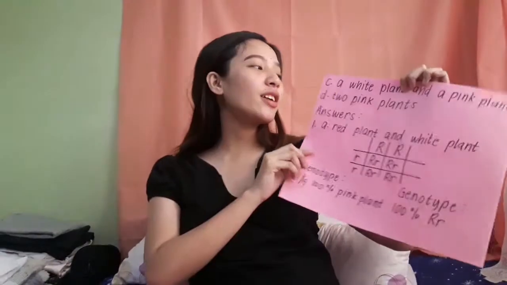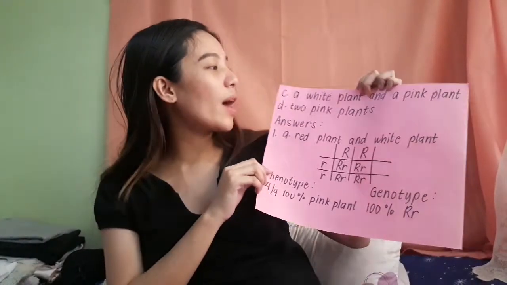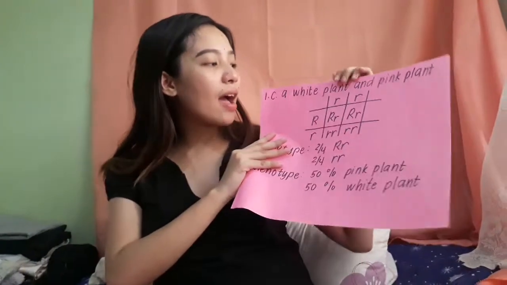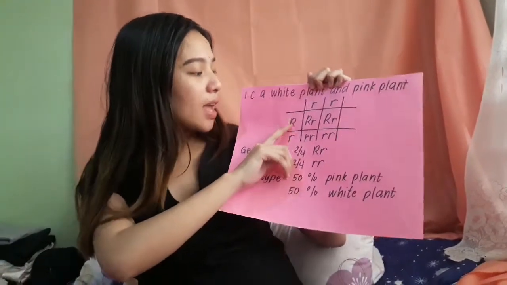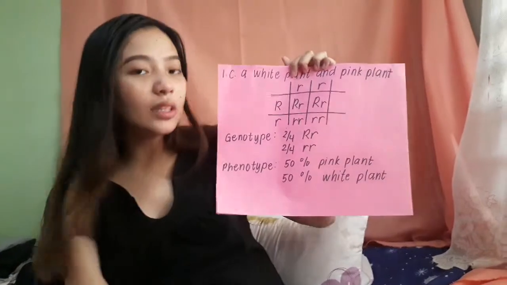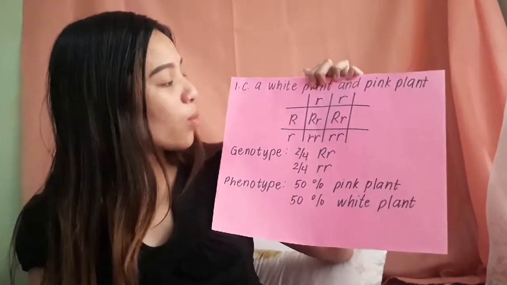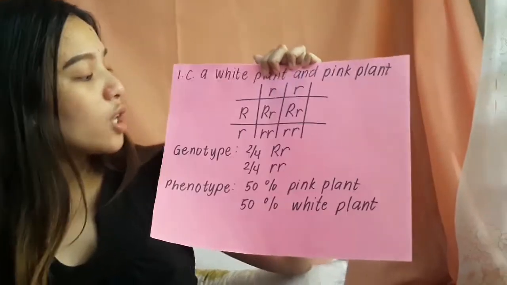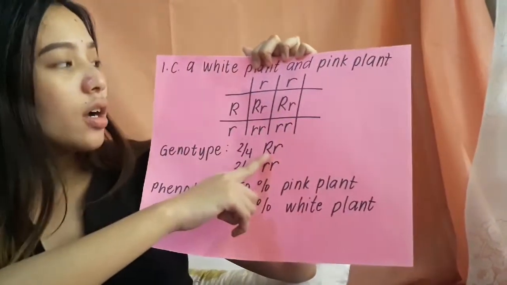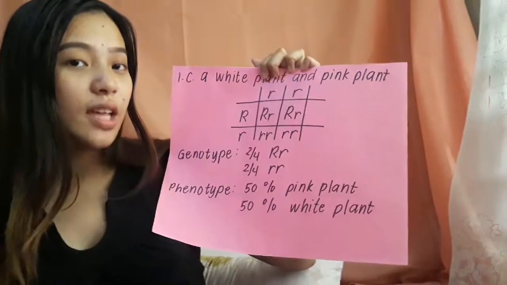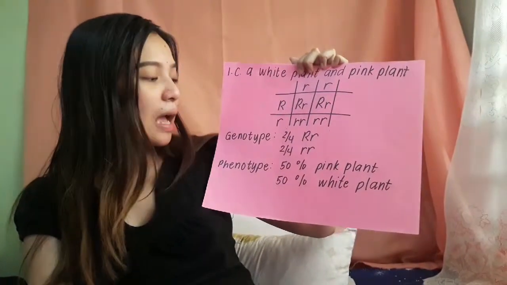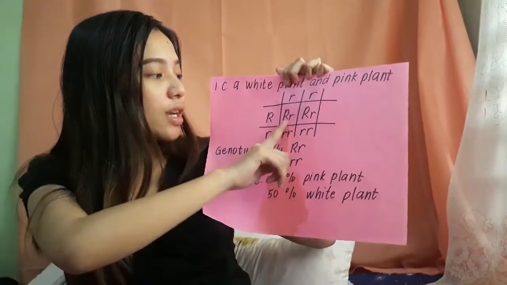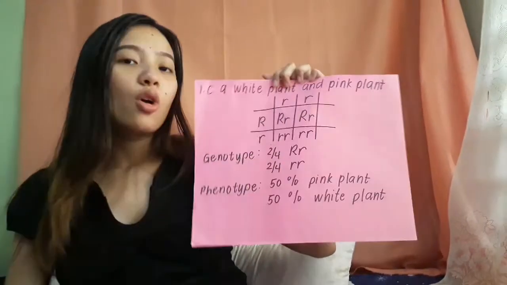Here in problem C, let's cross a white plant and a pink plant. The white plant is homozygous small r, and the pink plant is heterozygous. If we use the Punnett square, it will result in 2/4 heterozygous R and 2/4 homozygous R. So for the phenotype, we will have 50% pink plants and 50% white plants.